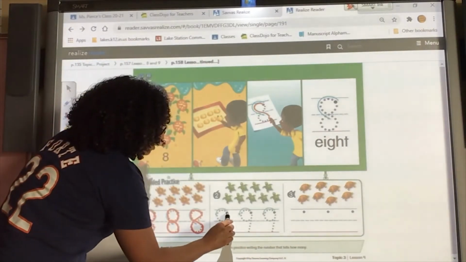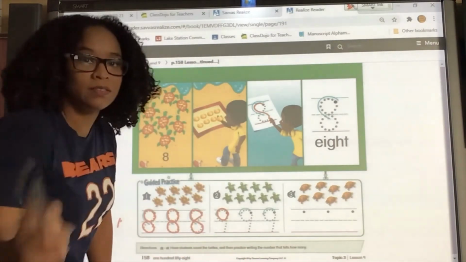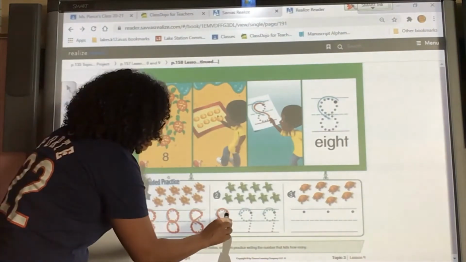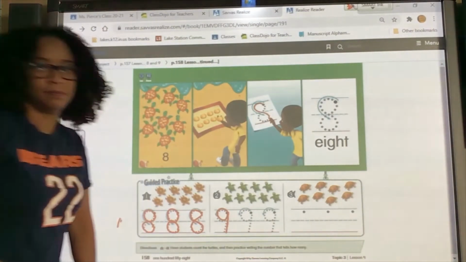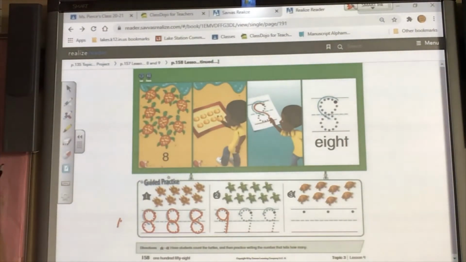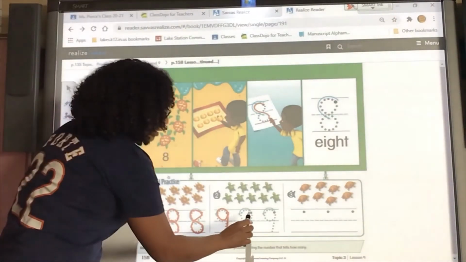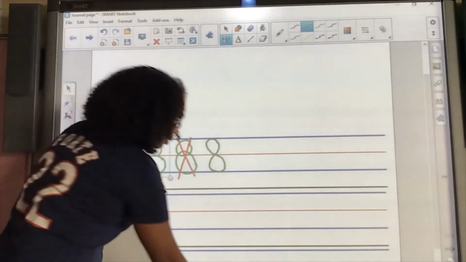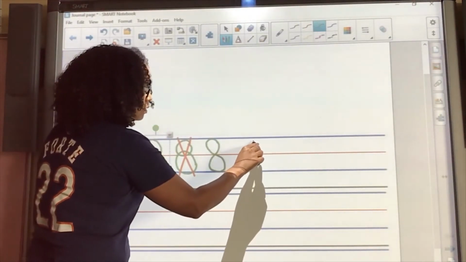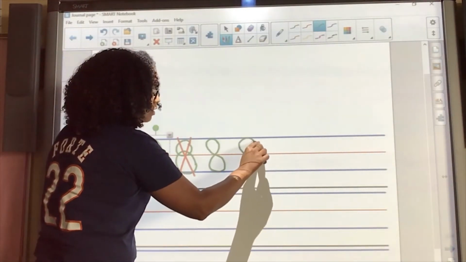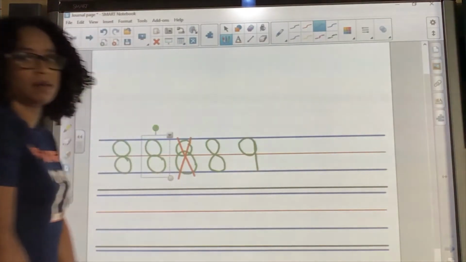Start at the top, come around, kind of like the lowercase a, but then come all the way down to the bottom. You don't pick your pencil up. It's one movement. Keep your pencil on the paper. So on your journal, start at the top, come around like the letter A, and then come all the way down to the bottom line.